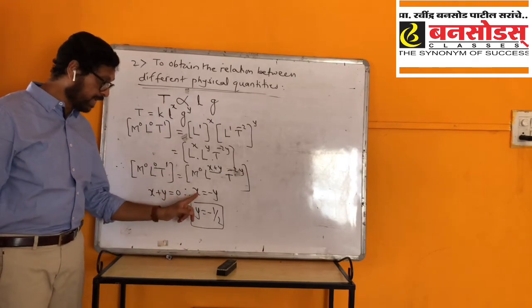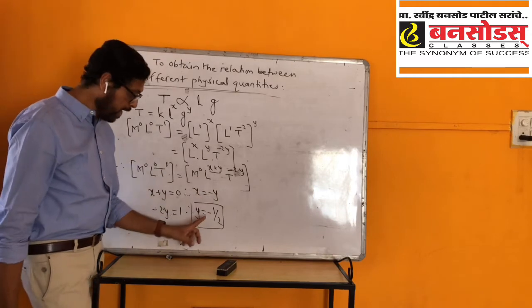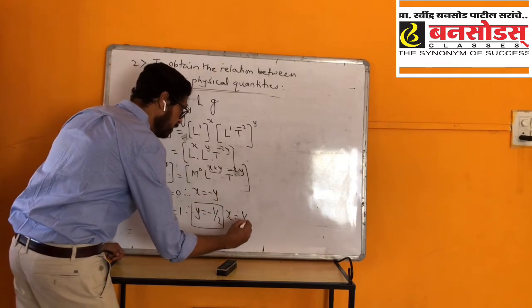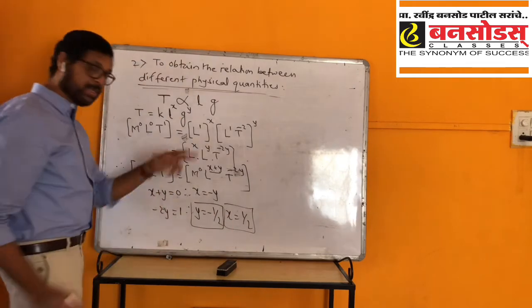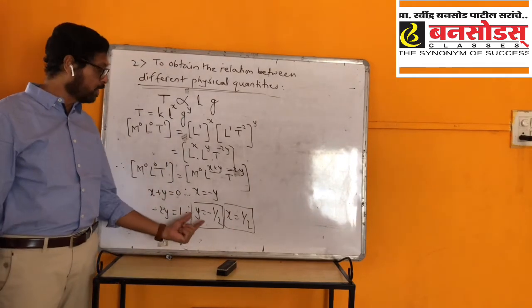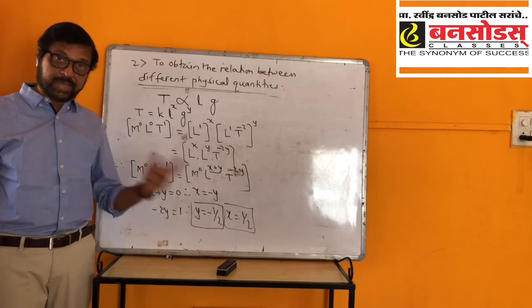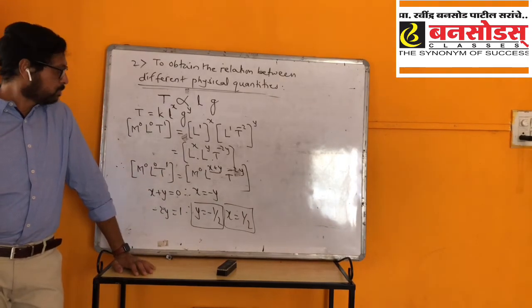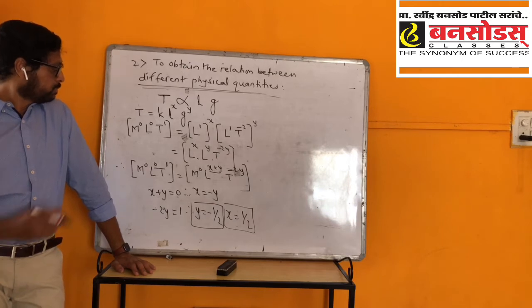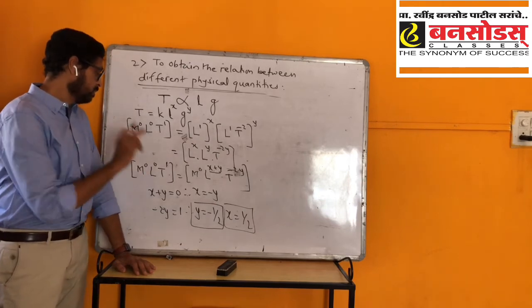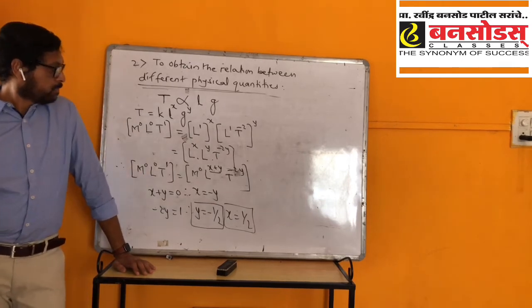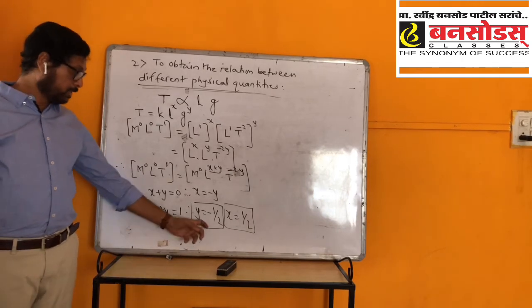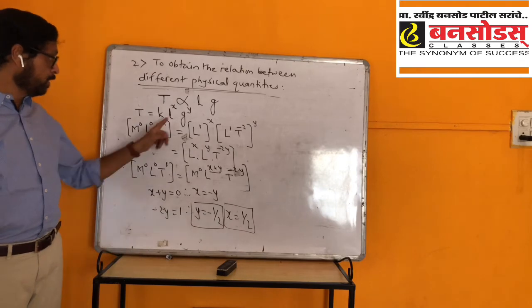So how much will be X then? Minus of Y. Minus of minus 1 by 2 means X will be how much? 1 by 2. Minus of minus will be plus. So you got the value of Y and you got the value of X. देख लो एक बार. Now these values of X and Y will put here.